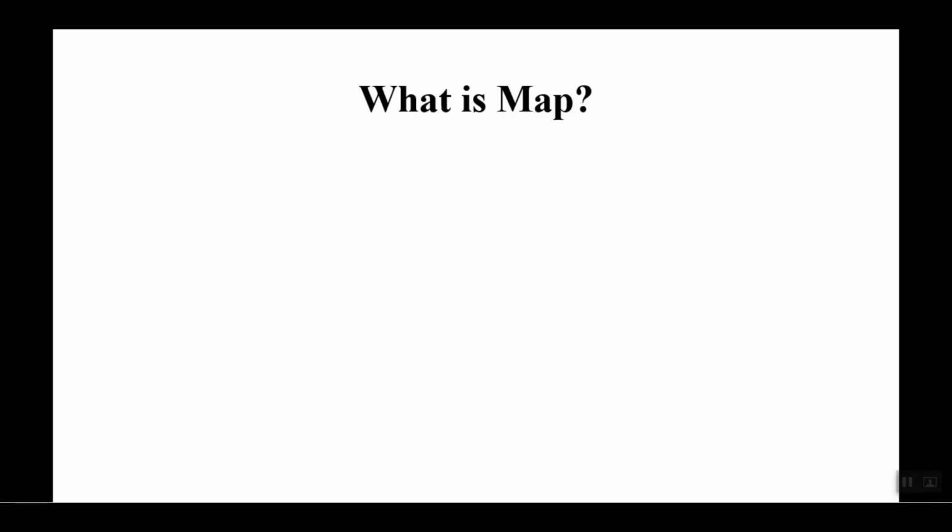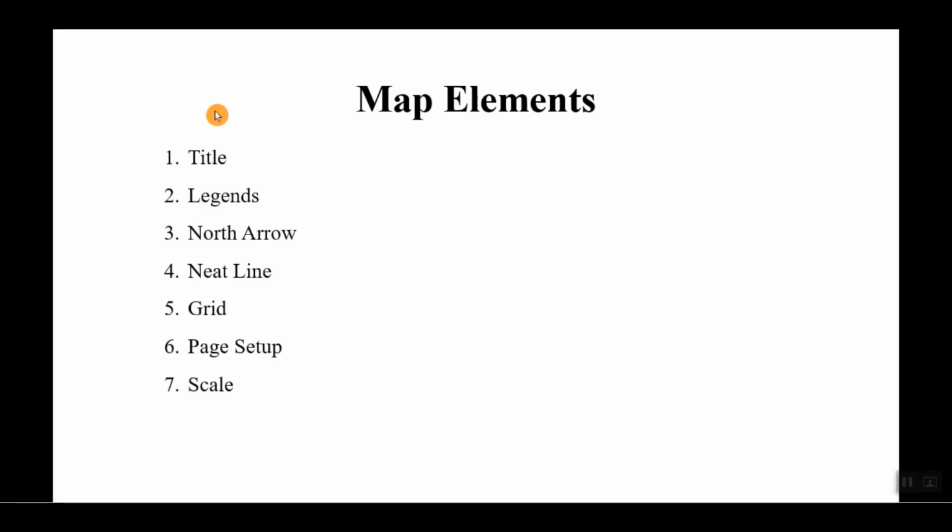So the first one is, what is a map? In simple words, a map is a symbolic representation of any geographic place. I have collected some major map elements which are the following. These are title, legend, north arrow, neat line, grid, page setup and scale. So the most important element in mapping is the title. Every map has a title which describes what thing is being visualized in that particular map.